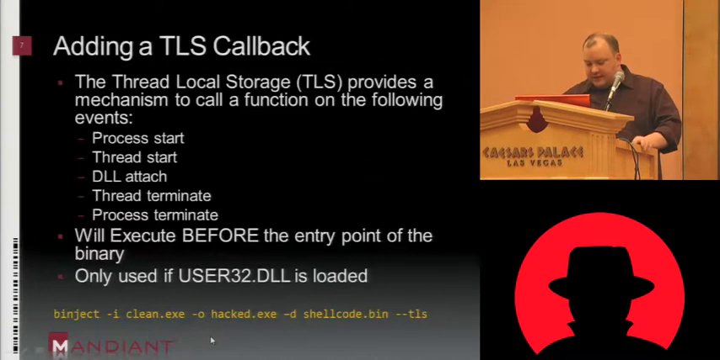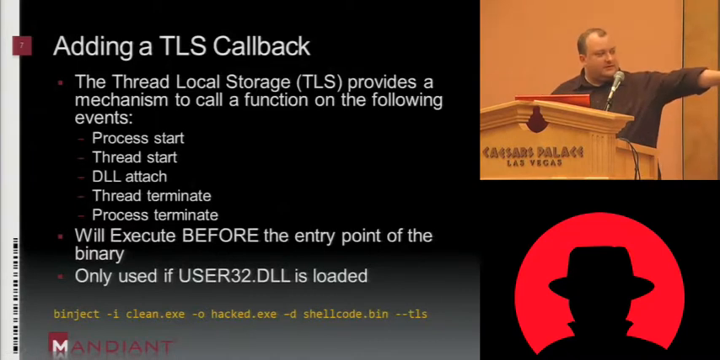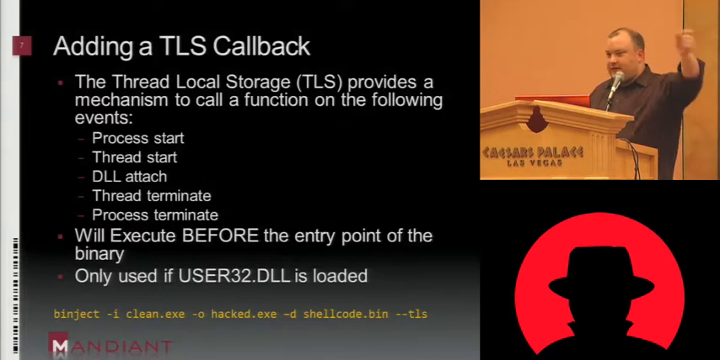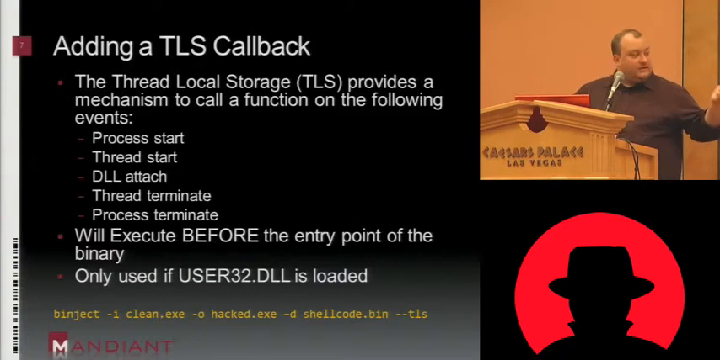And as I was saying, this is a fairly easy to use program. So all you have to do to force a TLS callback to be created with your code, your shellcode that you could have generated with Metasploit, is this simple little command line down here at the bottom. Binject -i, you give it a clean executable, -o, you give it an output executable, -d, you specify your data, which in this case would be shellcode, and you just say -t or -tls, and it's going to install that block of data as a TLS callback.